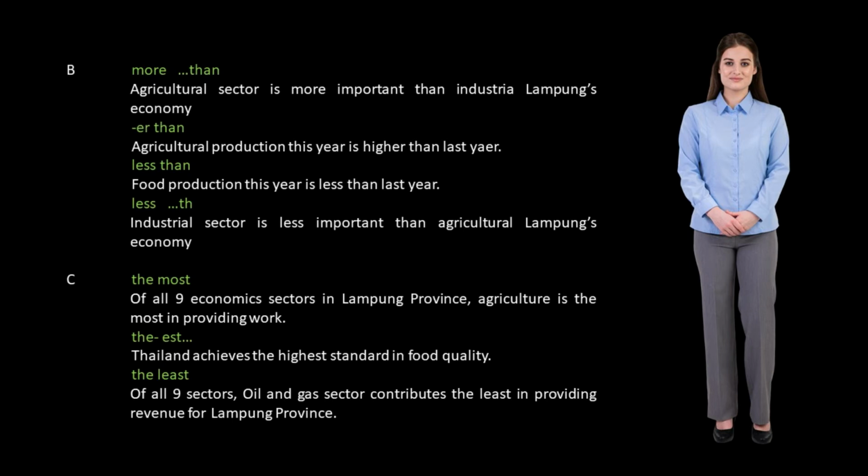C. The most. For example, of all 9 economic sectors in Lampung province, agriculture is the most in providing work. The est. For example, Thailand achieves the highest standard in food quality. The least. For example, of all 9 sectors, oil and gas sector contributes the least in providing revenue for Lampung province.